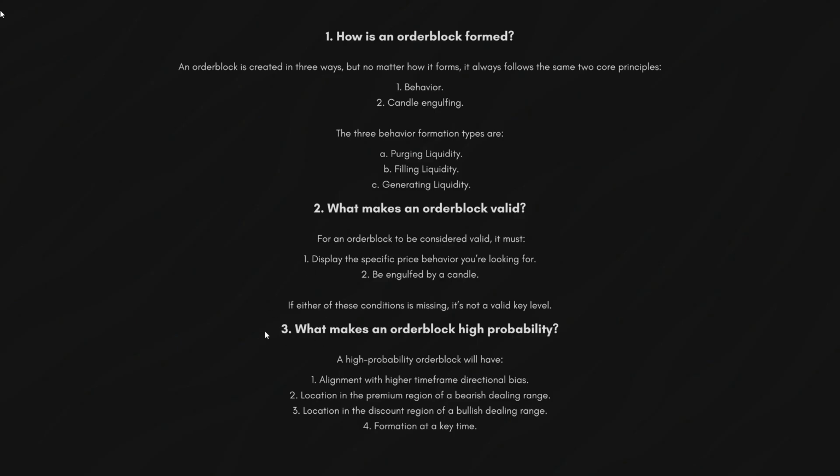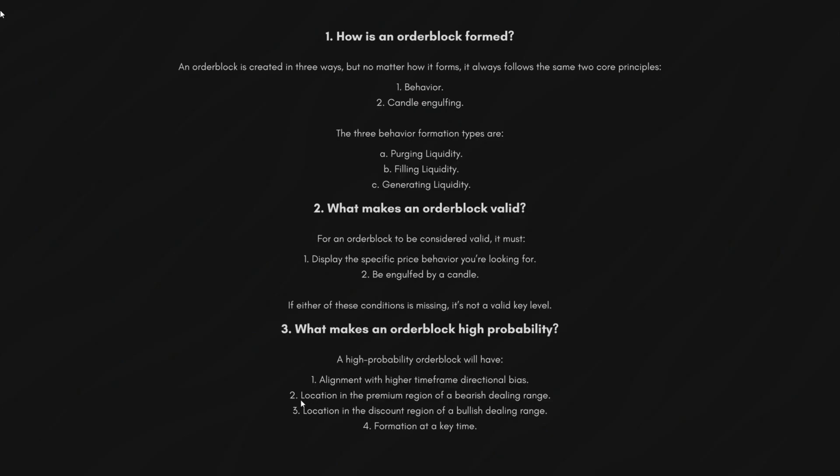Now let's move on to the third question, which is what makes an order block high probability? A high probability order block will have the following characteristics. First of all, alignment with the higher time frame directional bias, meaning it must be formed in the direction of the higher time frame bond liquidity, or it must be formed in the direction of the higher time frame directional bias.